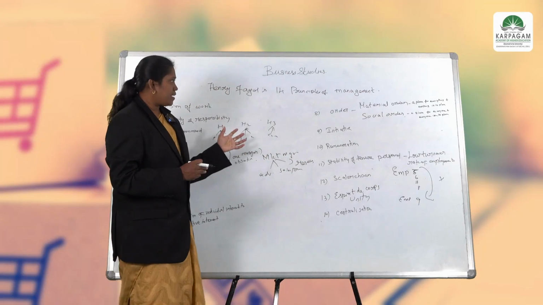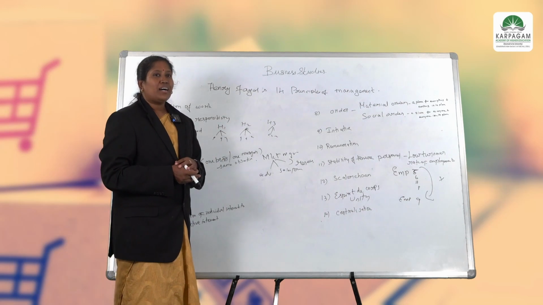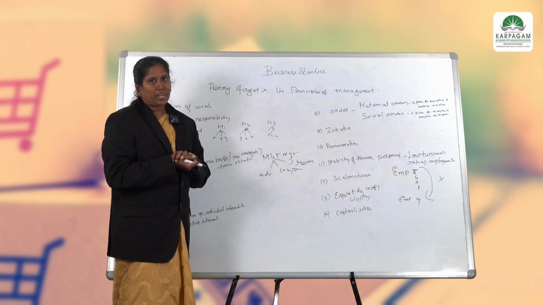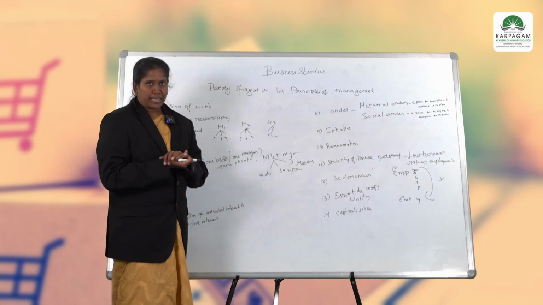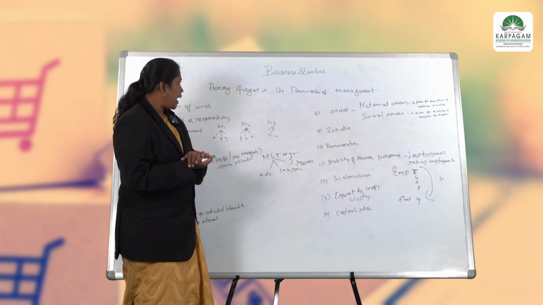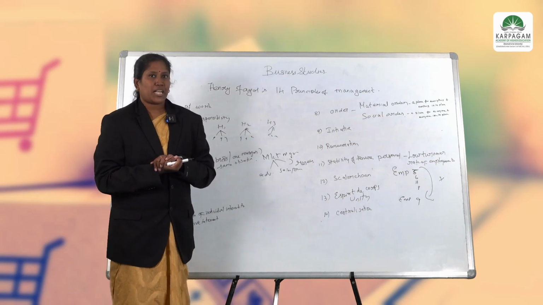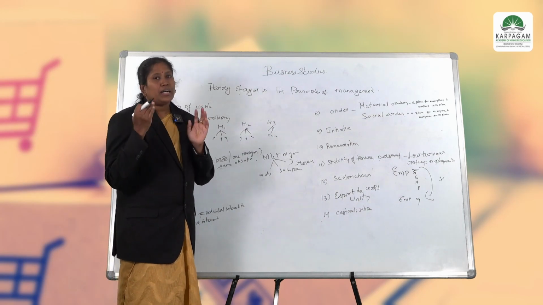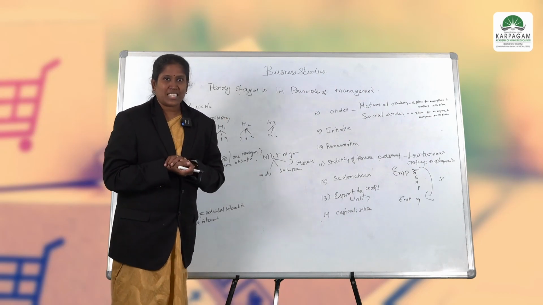Thus it's the conclusion of this class. So far we have seen the meaning and definition of coordination, features of coordination, importance of coordination, and finally we have seen Henri Fayol's 14 principles of management. In the next class we shall see some other theories of principles of management which have been written by some other authors. Thank you.